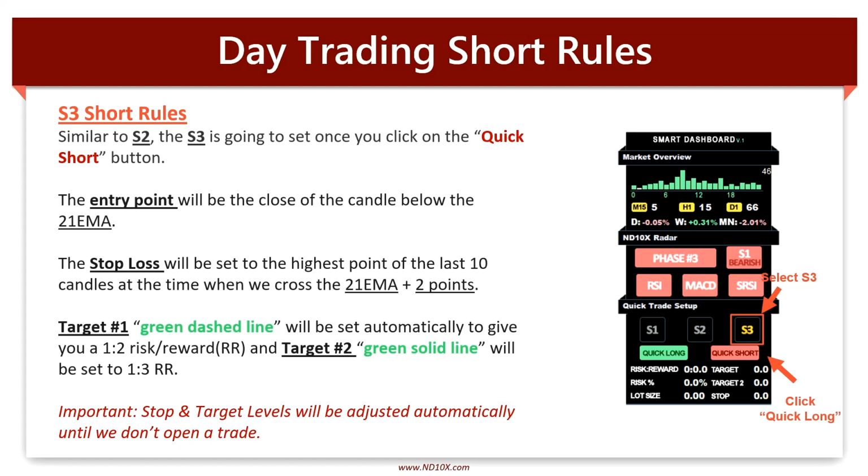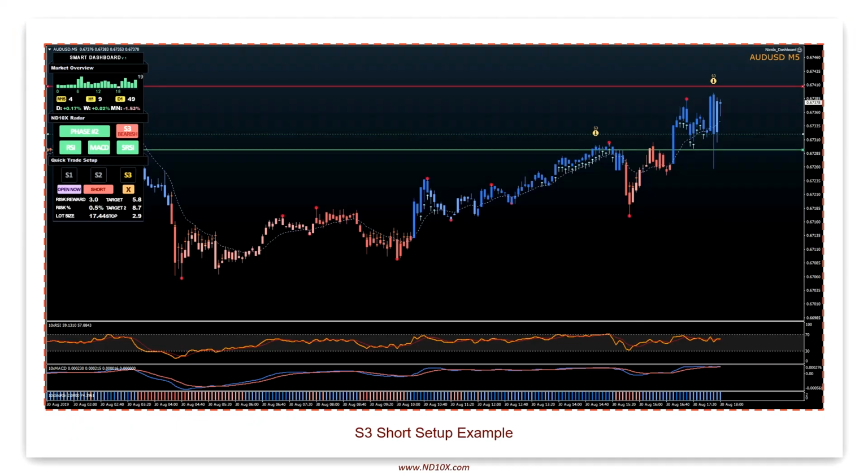Important: stop and target levels will be adjusted automatically until we open a trade. So over here, as you see, you don't see an entry line because we are waiting for the price to close below the 21 EMA. That's why we are adjusting our stop loss, take profit 1, and take profit 2. But it's important to understand that you will always get 1 to 2 and 1 to 3 risk reward, whatever the level is when we open a trade.